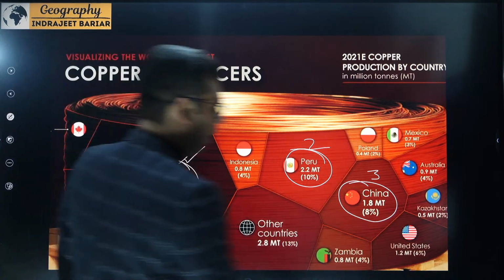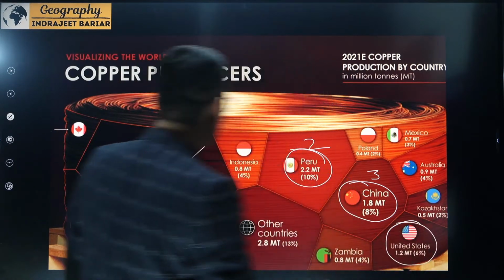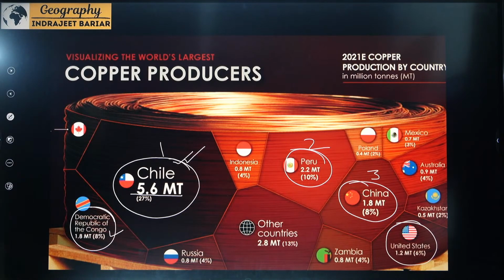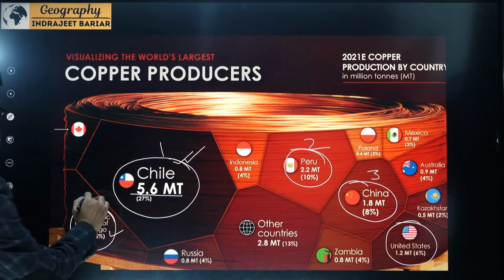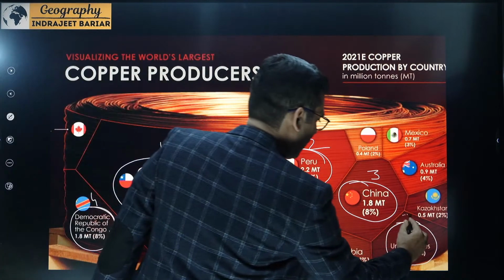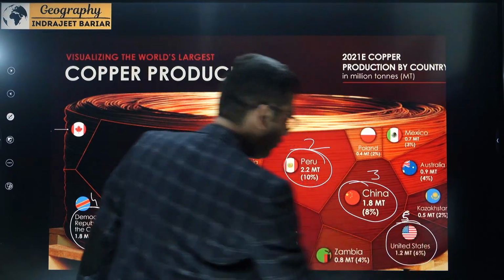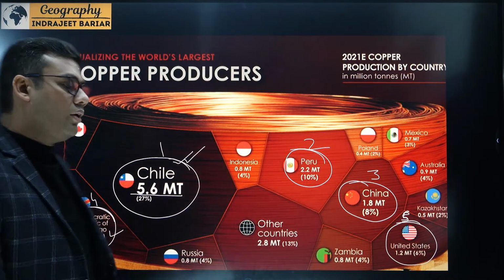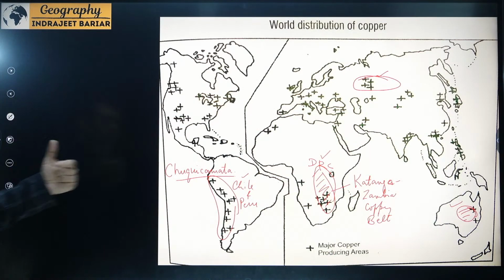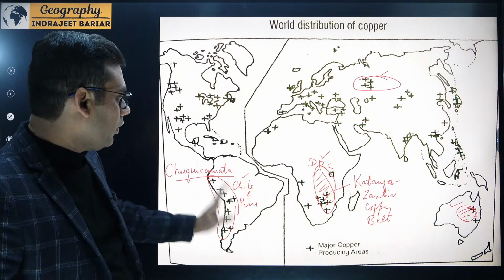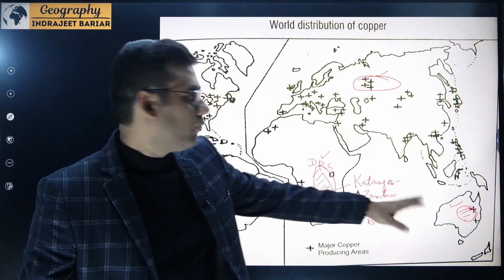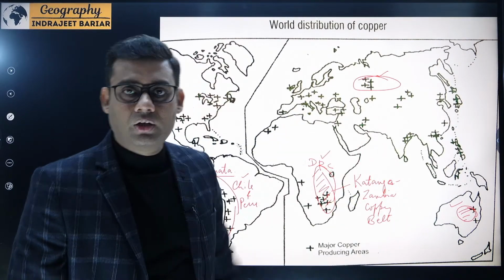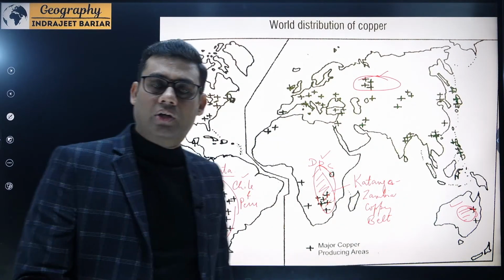Okay, then you have USA 6%. So this is where 3, 4, 5, these are the top 5 producers of copper. So top 5 reserves, okay, we are checking again. Top 5 reserves include Chile, Peru, DRC, Australia, Russia. These have top 5 reserves of copper.